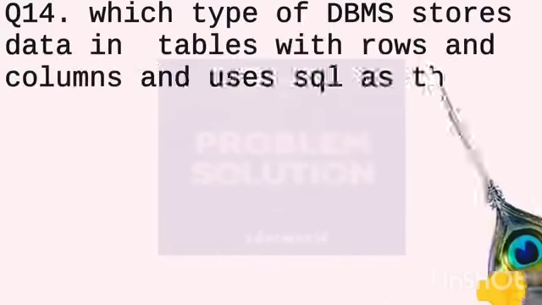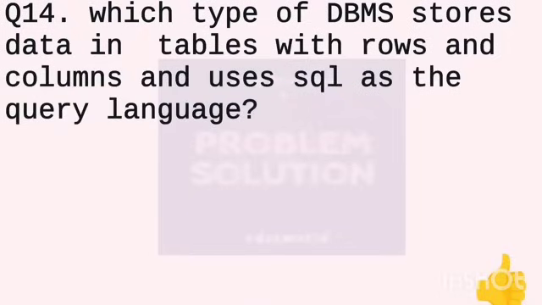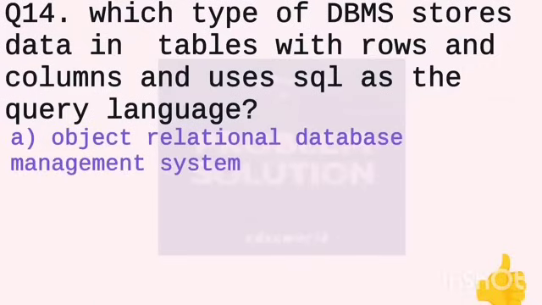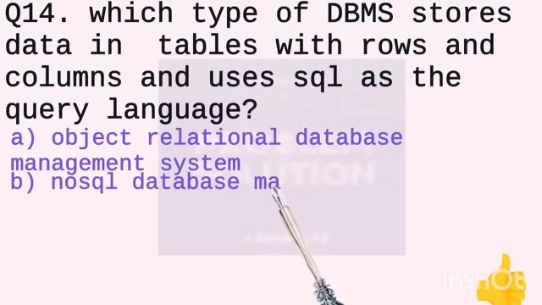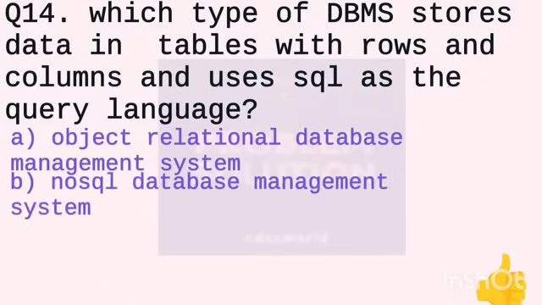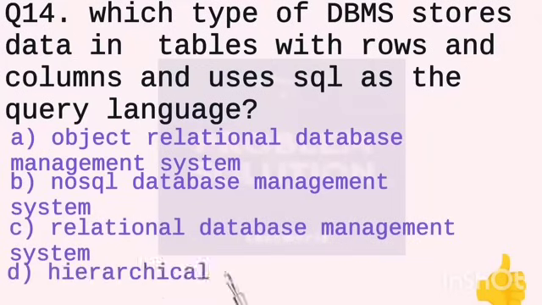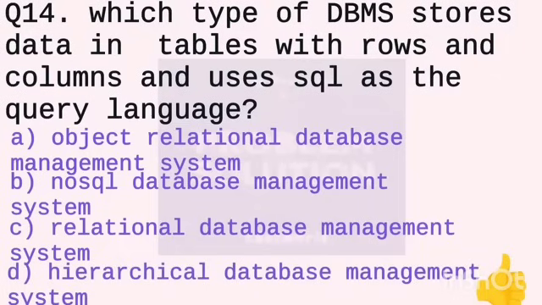Query number 14. Which type of DBMS stores data in tables with rows and columns and uses SQL as the query language? Option A. Object Relational Database Management System. Option B. NoSQL Database Management System. Option C. Relational Database Management System. And option D. Hierarchical Database Management System. And the answer is C. Relational Database Management System.